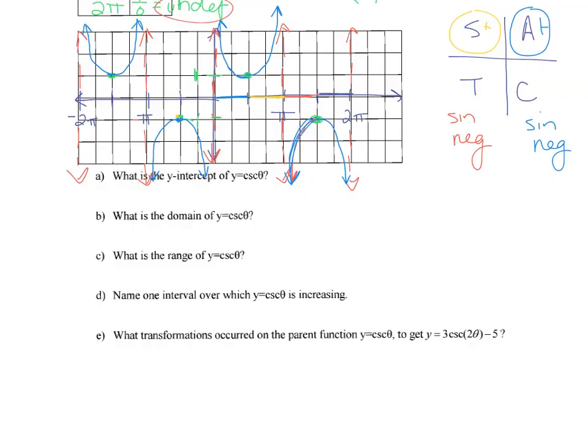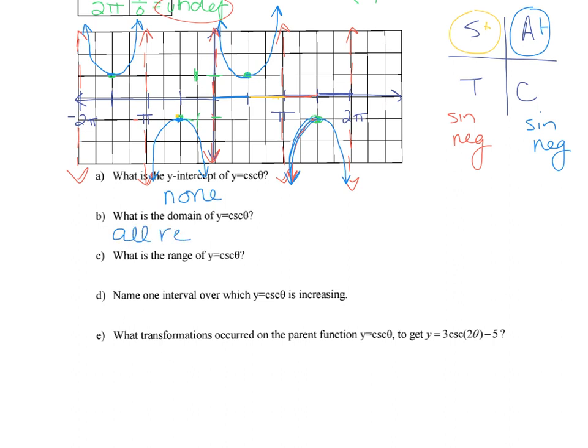So now we're going to go back to answer questions about the graph. What is the y-intercept of cosecant of theta? Well, it doesn't look like there is one, right? It can't touch the y-axis. The domain is kind of tricky. Basically, we could write negative infinity to infinity. These little patterns would continue, but there's values it can't equal.